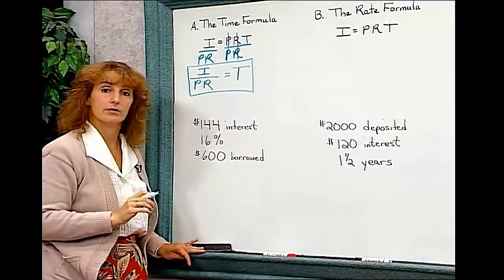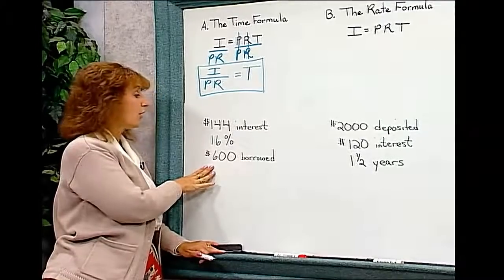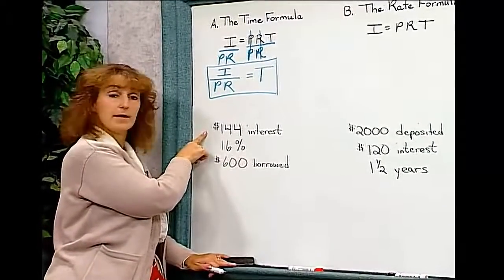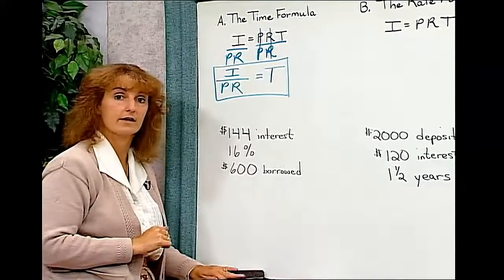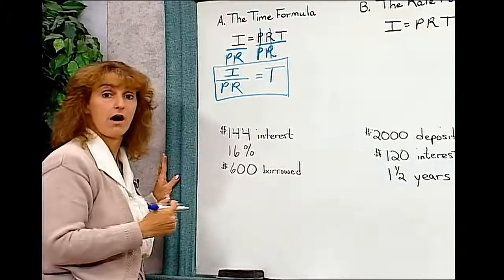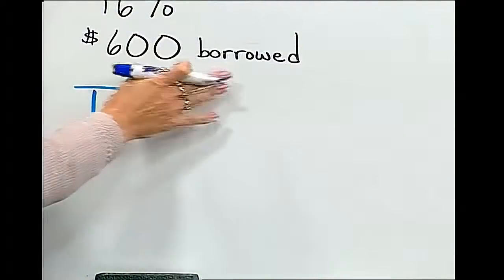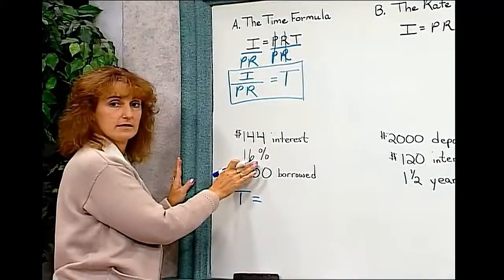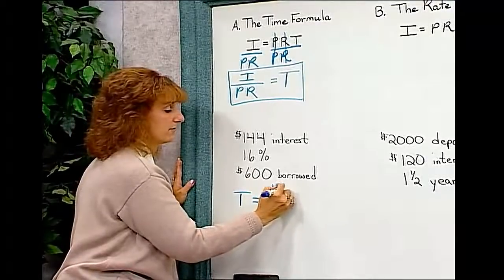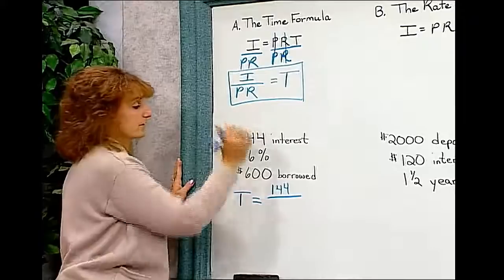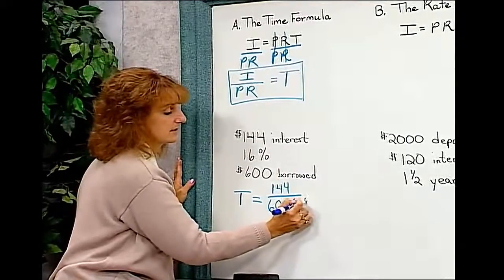So if we get a problem, for example, let's say Joan borrowed $600 from the bank. She has 16% interest, and she paid $144 in interest. How long did it take her to pay that loan back? We now know we're looking for time. How long? So we're missing the time. She borrowed $600 at 16%, and she's paying $144 in interest. Her interest is the $144. The principal is $600 times the rate of 16%.